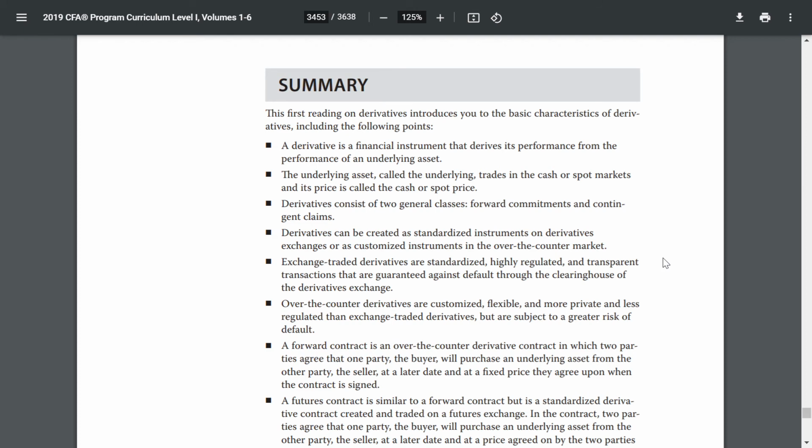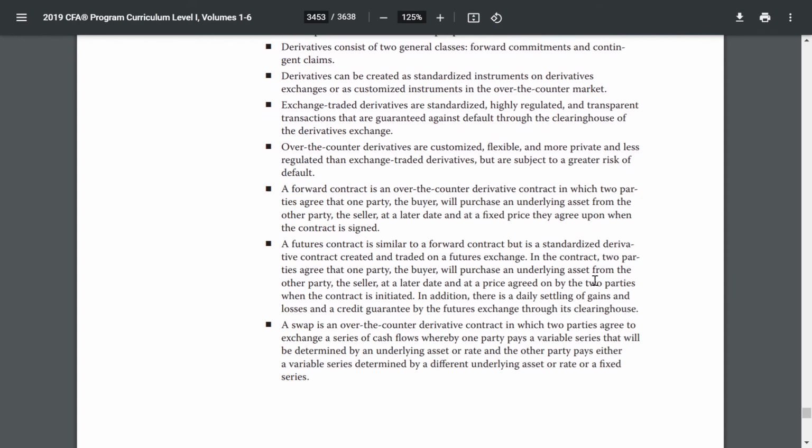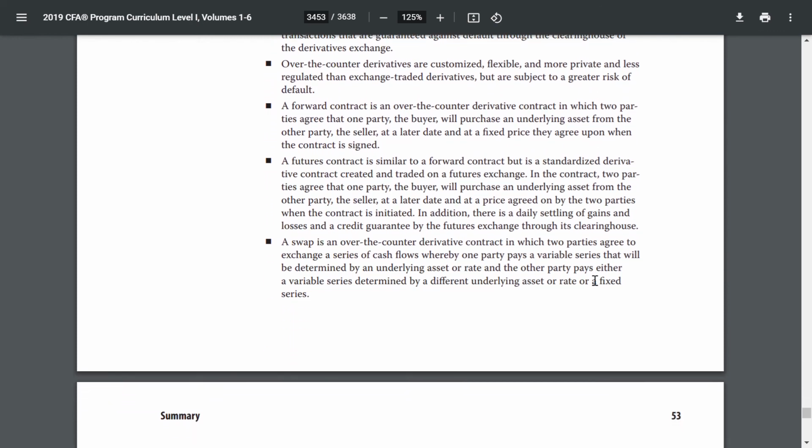Exchange-traded derivatives are standardized, highly regulated, and transparent transactions that are guaranteed against default through the clearinghouse or the derivative exchange. Over-the-counter derivatives are customized, flexible, and more private and less regulated than exchange-traded derivatives, but are subject to greater risk of default.